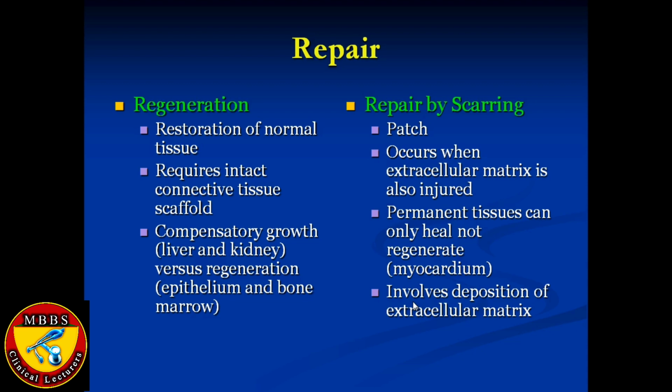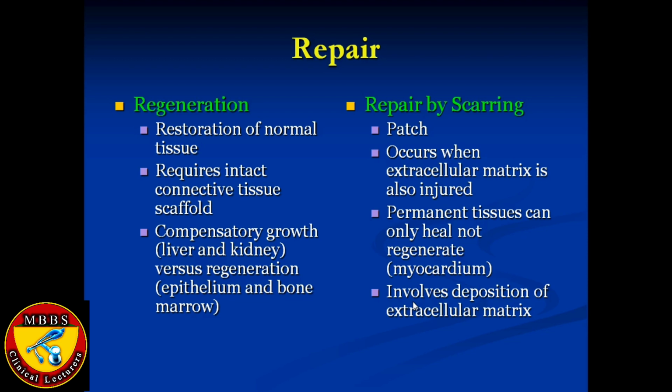This usually takes place when the prerequisites for regeneration, that is the dividing tissues and the presence of a connective tissue framework, are absent. And that is when the tissues do not divide. You remember that they are called the permanent tissues. So this repair by scarring takes place when there is injury to the permanent tissues and there is no extracellular matrix. And this involves a lot of deposition of extracellular matrix proteins, that is the collagen, ultimately leading to scar formation.